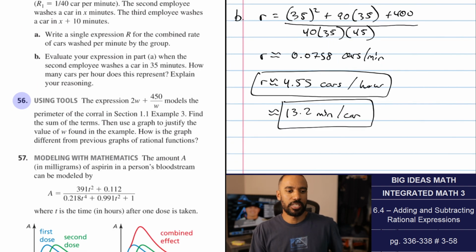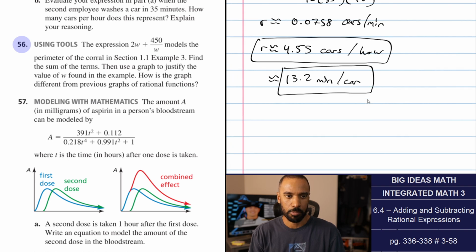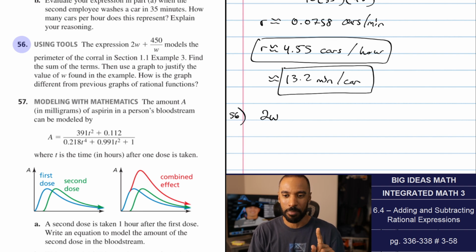All right, number 56, using tools, which often means calculator. The expression 2w plus 450 over w models the perimeter of the corral in section 1.1 example 3. I remember nothing about that section. Let's go with it. I'm going to pause for a second and find my video on that.